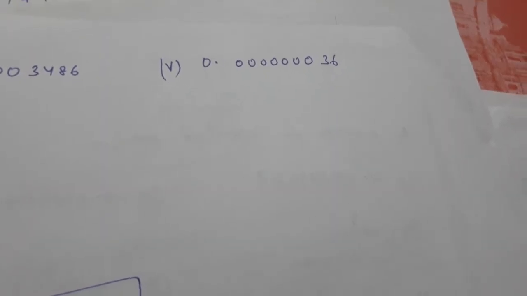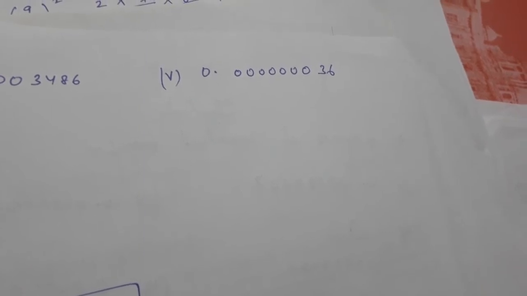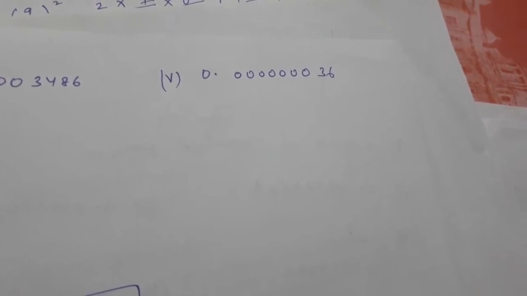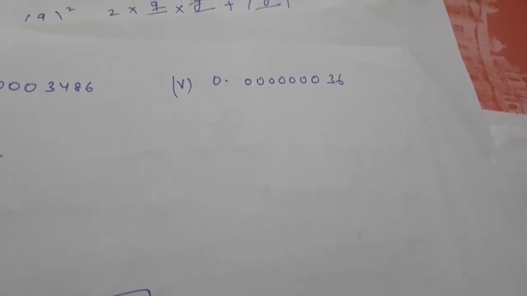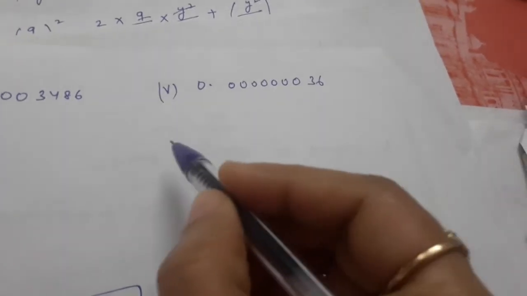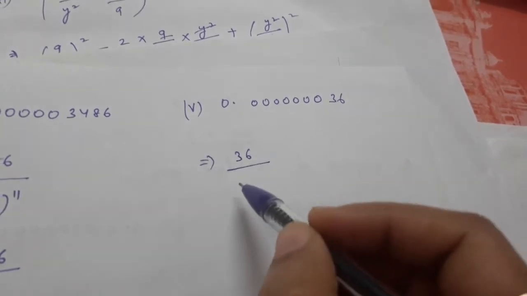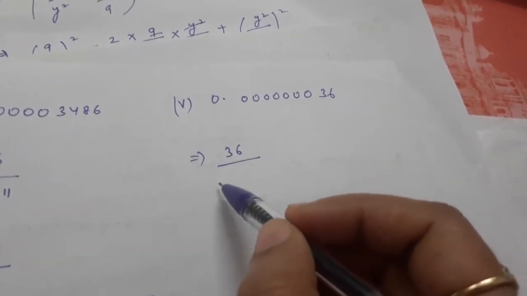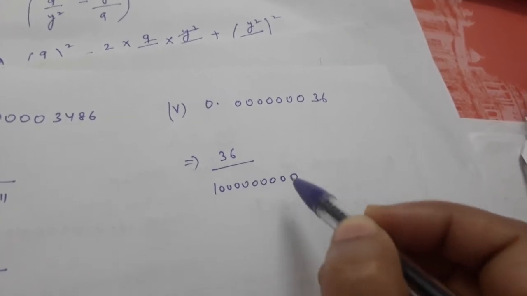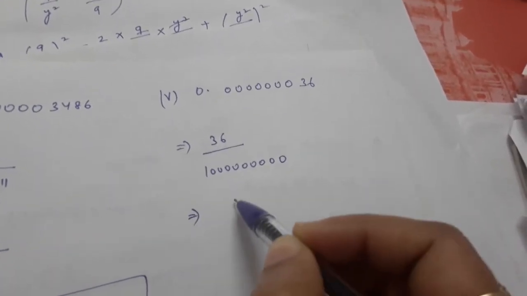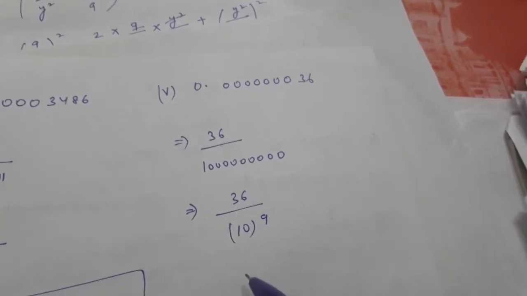In our fifth part, 0.00000036. So 7 times 0 and 36. The total digits after the decimal is 9. So how would we change it? We will write it as 36 over 9 digits: 1, 2, 3, 4, 5, 6, 7, 8, 9. In our next step, we will change it to 36 over 10 raised to the power 9.